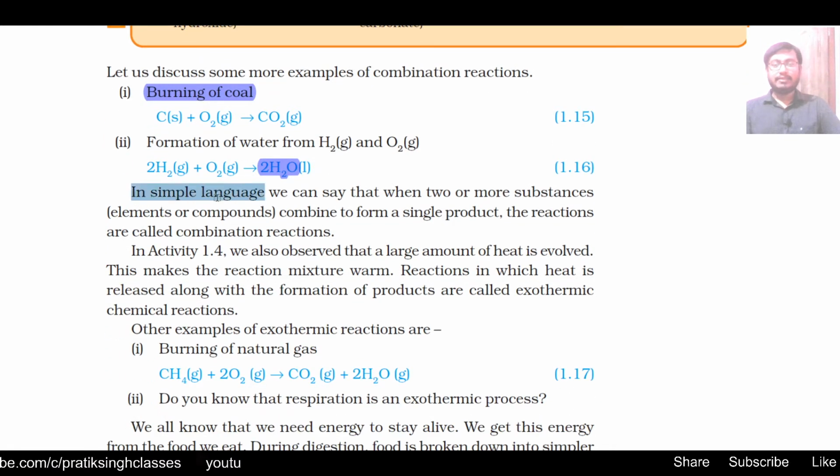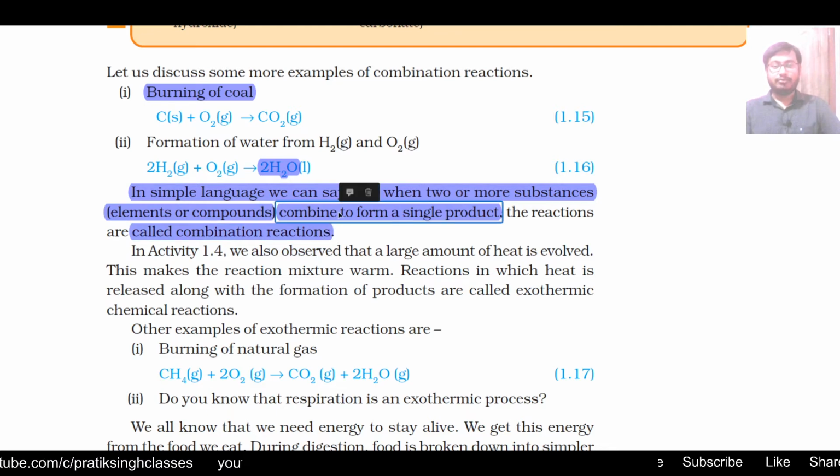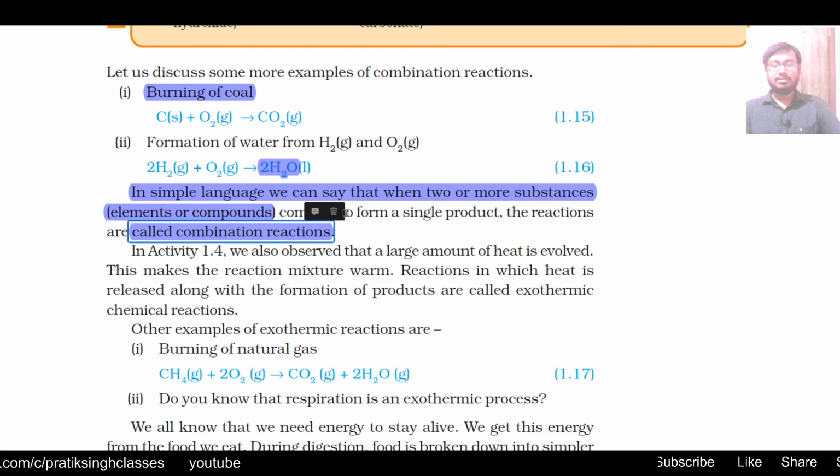In simple language, we can say that when two or more substances, elements or compounds, so it may be an element or it may be a compound, combine to form a single product, the reactions are called combination reactions. Combination means to combine or in combined form. It is a very easy way to remember things.